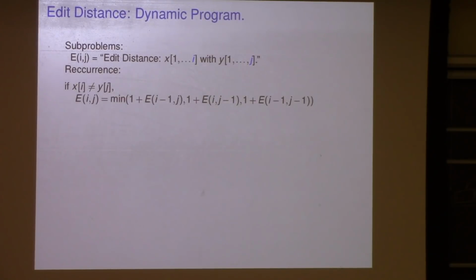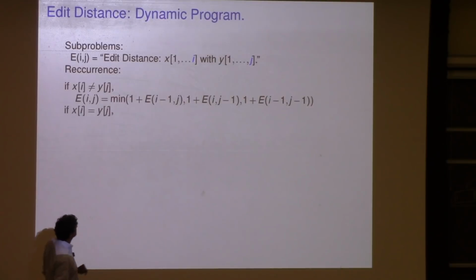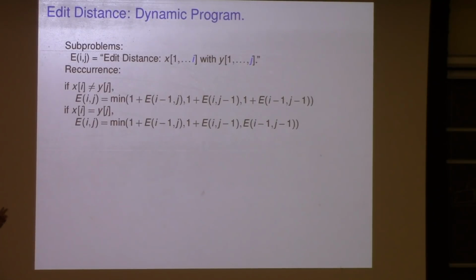Okay, so this is the whole solution now. If x_i is not equal to y_j, you use this first case, right? It's the best of aligning after you strip off one of the characters of x and add a gap, which costs 1. You strip off the last character of y in this case, and add 1 for the gap; that's an insertion. And the last one is a substitution. If the last two characters are the same, the substitution is fine.